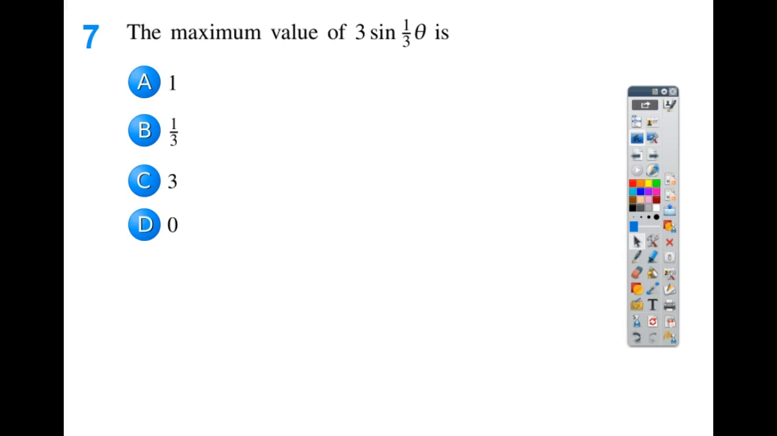What is the maximum value? 3. Maximum value is 3, because the maximum value of sine is 1. 1 times 3 is 3. So the answer is C.